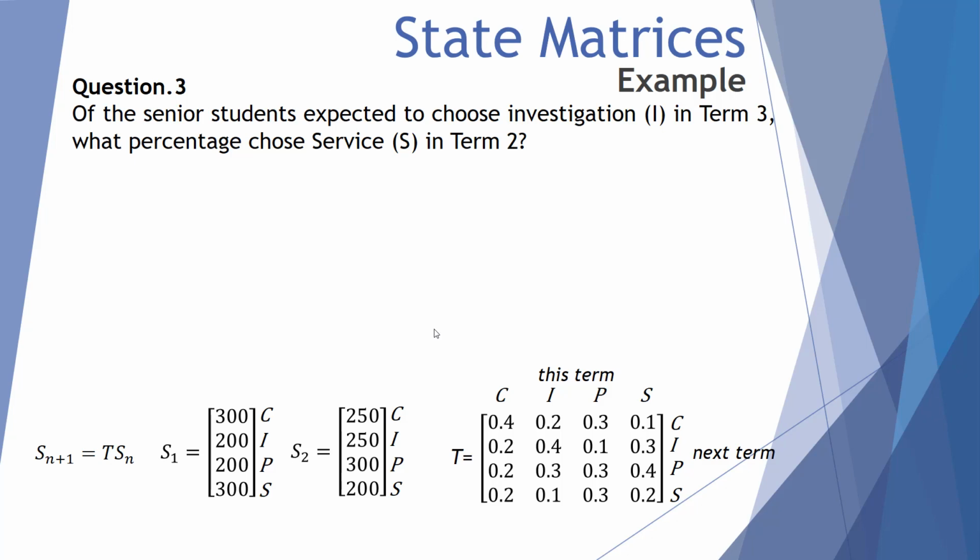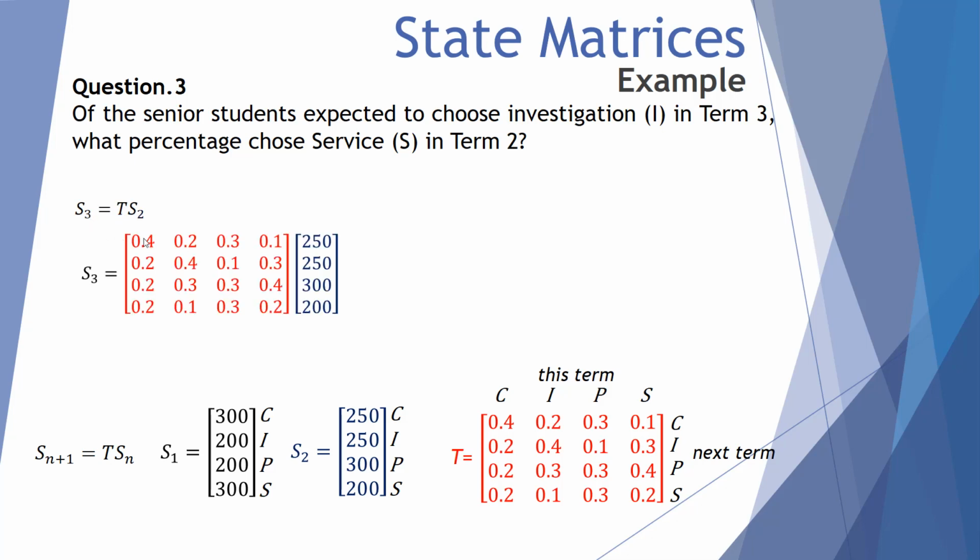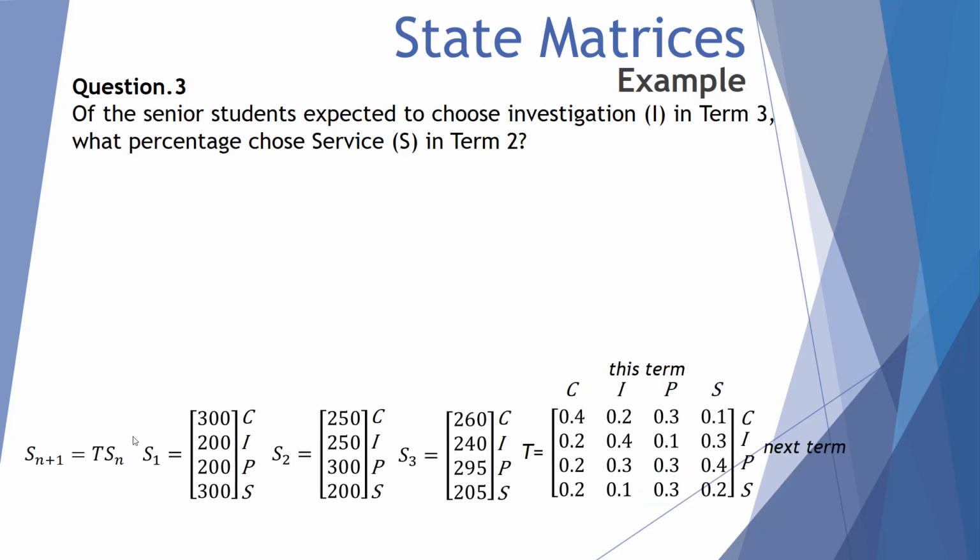Question 3 asks, of the senior students expected to choose investigation in term 3, what percentage chose service in term 2? So first of all, let's find the state for term 3. So here's our transition matrix. We're multiplying it by S2 to work out what the new S3 is. So there's our values. We'll place that down the bottom. So we now know here's our numbers for term 1, here's our numbers for term 2, and our numbers for term 3. Let's go back to our question.